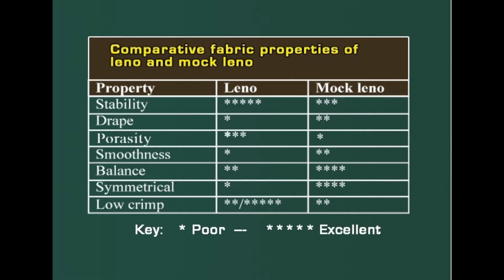Leno fabrics are less smooth when compared with mock Leno, which means mock Leno fabrics are smoother than Leno fabrics. If you look at balance, mock Leno fabrics are more balanced when compared with Leno fabrics. When you look at the symmetrical property, mock Leno fabrics are more symmetrical when compared with Leno fabrics. When you look at the low crimp feature, Leno fabrics have low crimp when compared with mock Leno.